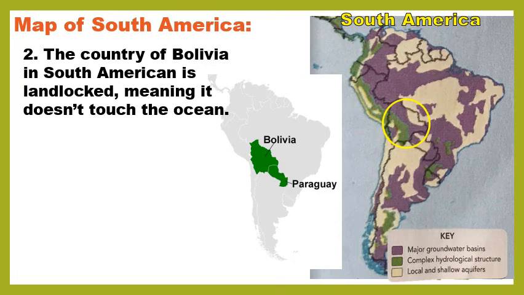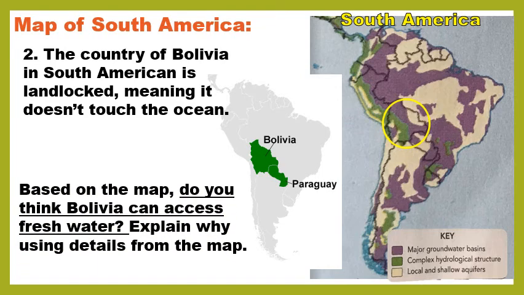I also included the key, so you can interpret whether you think Bolivia has a lot of groundwater basins or not so many groundwater basins. And here's what you're answering. Based on the map, do you think Bolivia can access fresh water? Explain why using details from the map. So now you know where Bolivia is. You can interpret the map to say if it has groundwater basins or if it doesn't.